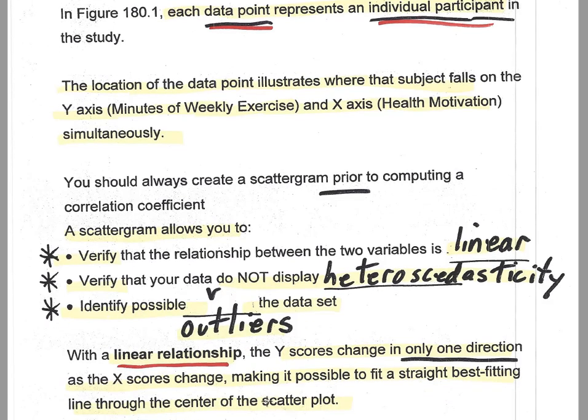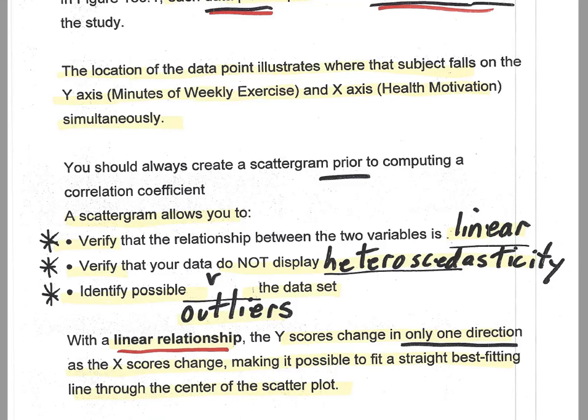Let's begin with that first term, linear relationship, and let's define that term. With a linear relationship, the y-scores change in only one direction as the x-scores change, making it possible to fit a straight, best-fitting line through the center of a scatter plot. That's our definition for linear relationship.